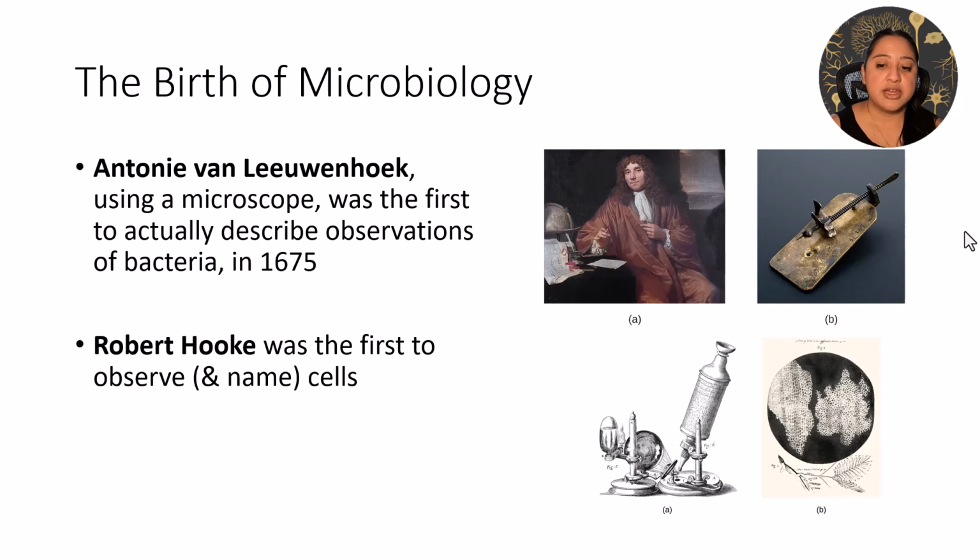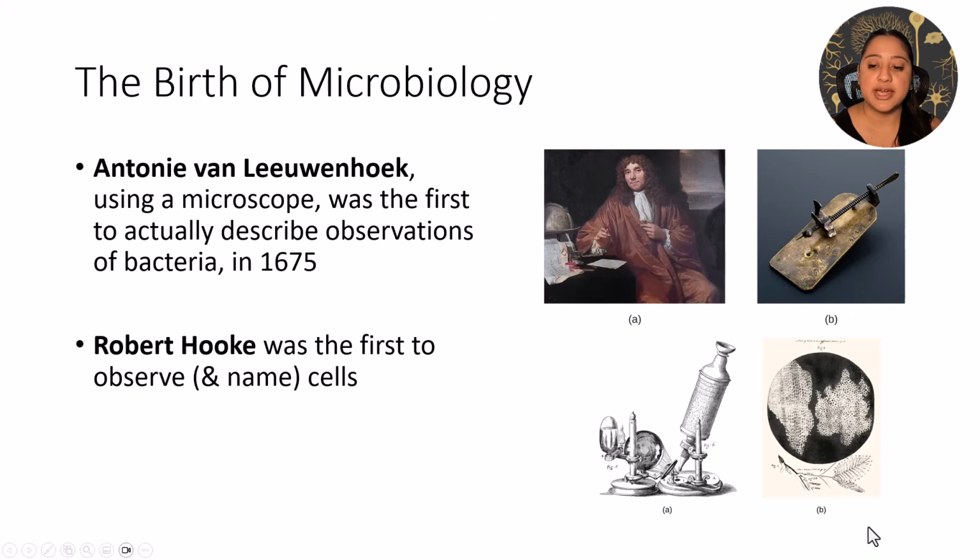And so he made a compound microscope. A simple microscope just has one lens, and we'll get back to this at the end of this lecture. And then a compound microscope has two lenses. And so Robert Hooke had a compound microscope, and he was the first to observe cells. And he was the one that named them cells, actually.